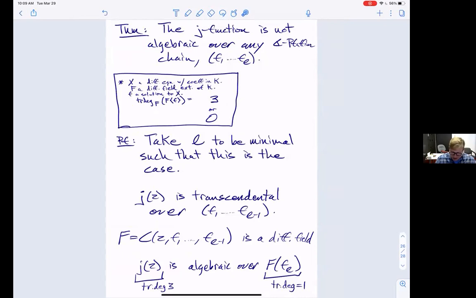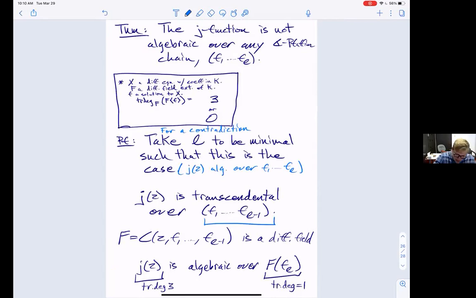Well, so how can you see that this precludes being in a Pfaffian chain? Well, take L to be the minimal length chain such that the J function is algebraic over F1 through FL. Okay, so this is like for a contradiction. So J of Z is algebraic over F1 through FL. Well, then the J function is transcendental over the chain F1 through FL minus 1.